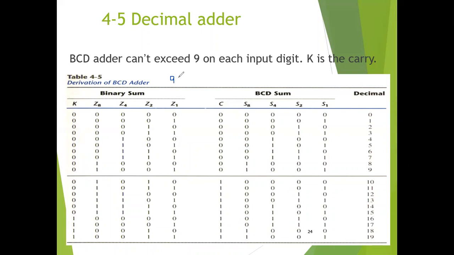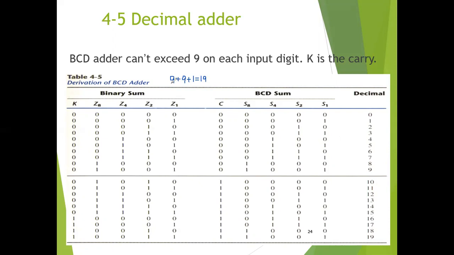9 plus 9 plus 1, which will be equal to 19. So we can say that the input digit should not exceed the value of 9, and the output will not exceed the value of 19.